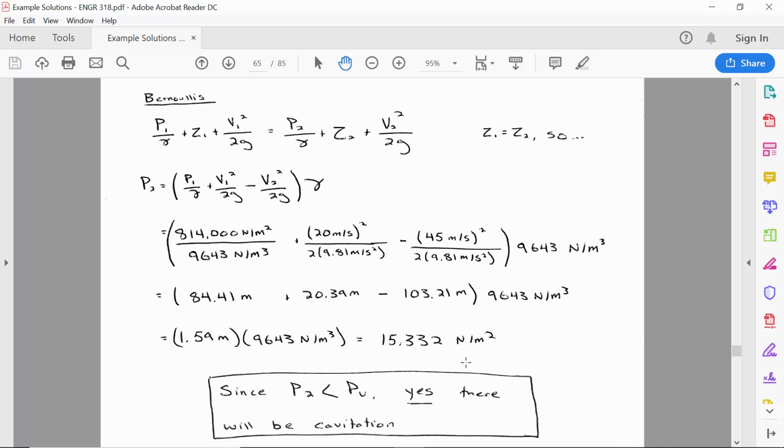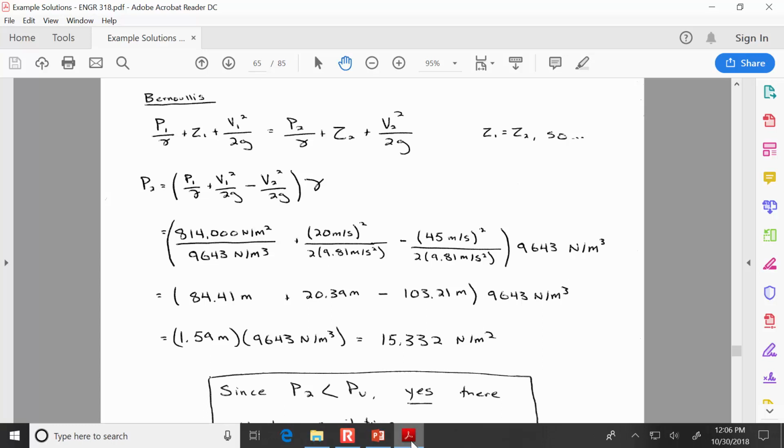So it could be potentially risky. In hydraulic engineering, we'll go into more detail identifying some of the factors that you can keep track of to ensure that cavitation doesn't threaten the equipment that you're designing.